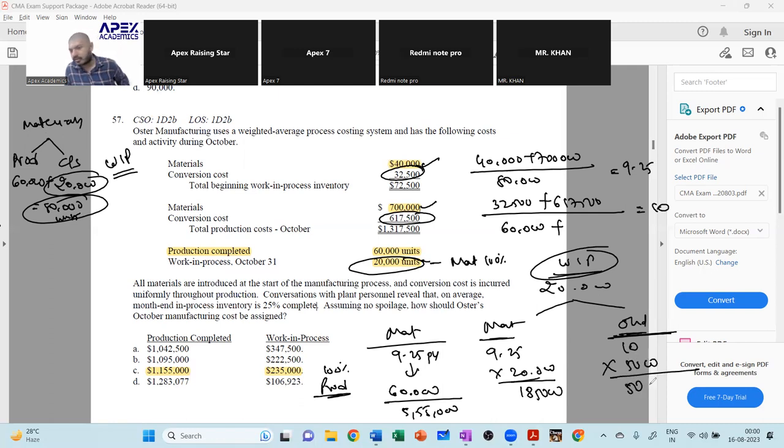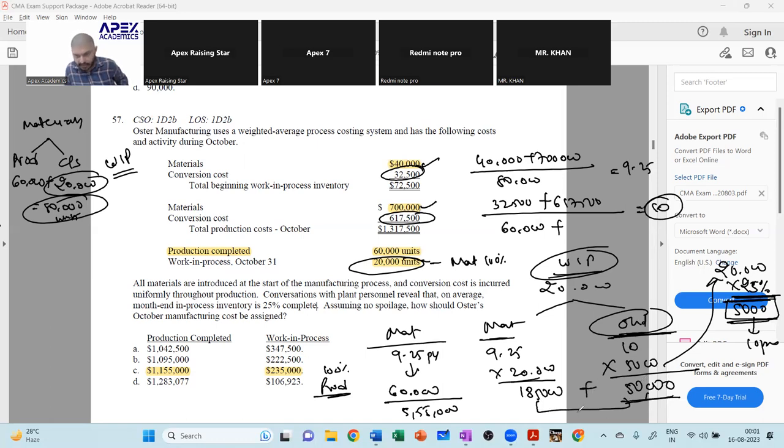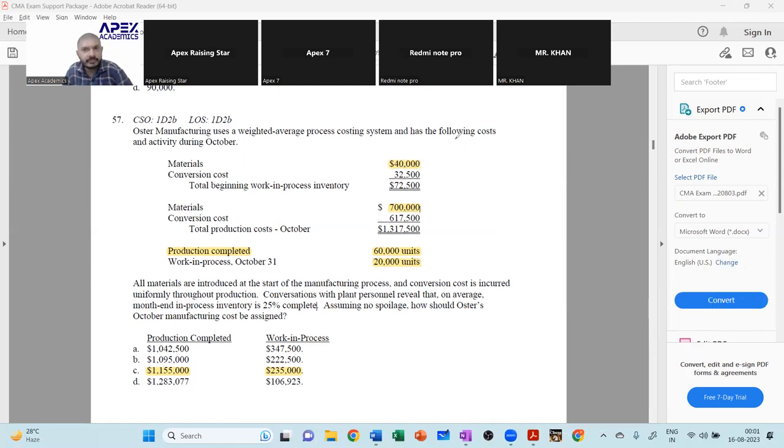What about overheads? Overheads are 10 per unit, but they are only 25% ready from overhead perspective, which is 5,000. This is 50,000. How 5,000? 20,000 units are only 25% ready from the perspective of overheads, means equivalent to only 5,000 units. At what overhead price? At the rate of 10 per unit, calculated like this. So how much? 50,000. So what is the WIP total cost? 2,35,000. Understood? Yes, sir. Understood. Pakka? Yes, sir.